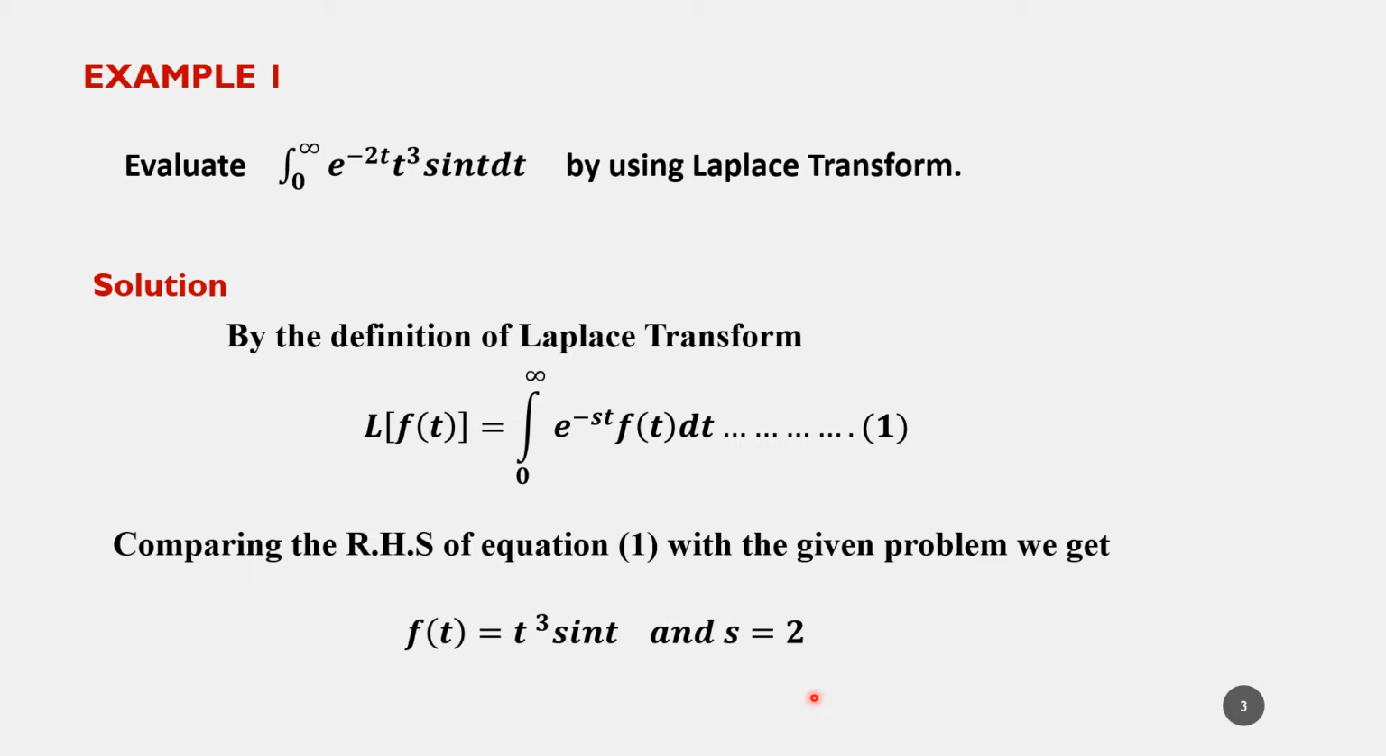So first step will be to evaluate L of t cube sine t. So we have converted this integral to Laplace transform. Then we have to use the properties of Laplace transform to evaluate this and then put s equal to the given value. So we are given this integral. Now this integral is equal to L of t cube sine t. So now we have to calculate L of t cube sine t by using the properties of Laplace transform, and after getting the answer replace s by 2.